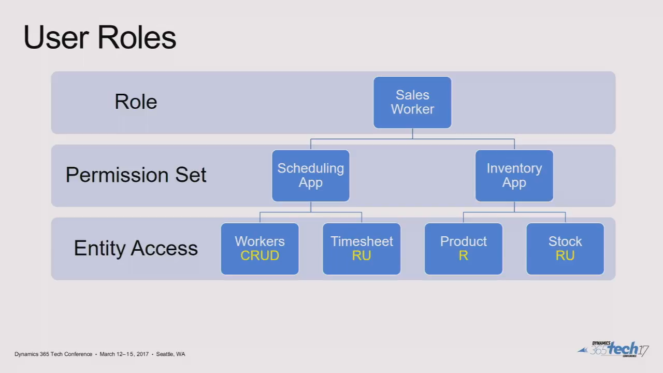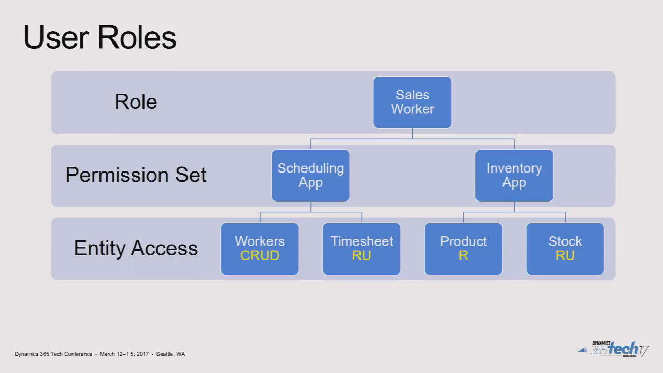So if I repeat an entity in a permission set for a different role, we're going to aggregate that all up as you go up in layers. So if I have a permission set, say, for scheduling app with workers, I have another one that also uses worker, I'm going to get the combination view of those when I finally roll it up to the role.